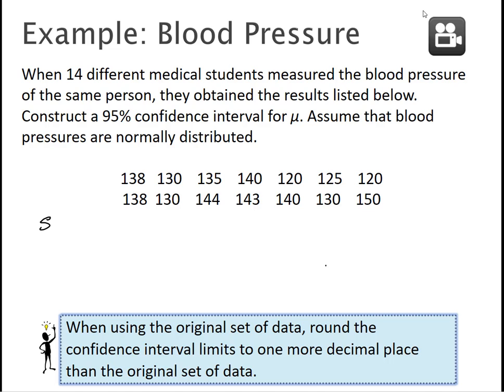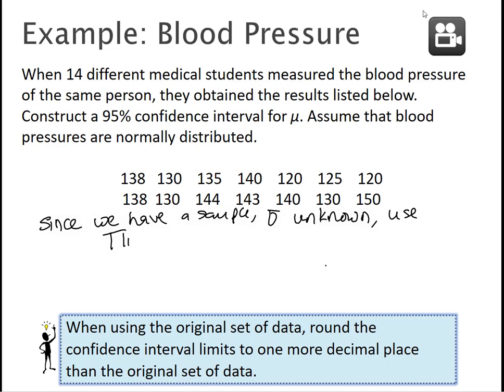All right, so let me write a few things here. Since we are given a sample, sigma is unknown, so use student t. So we're going to use the t-interval. All right, so to do that, I'm going to have to go to my calculator, okay?